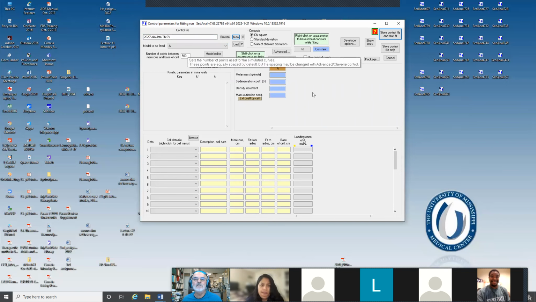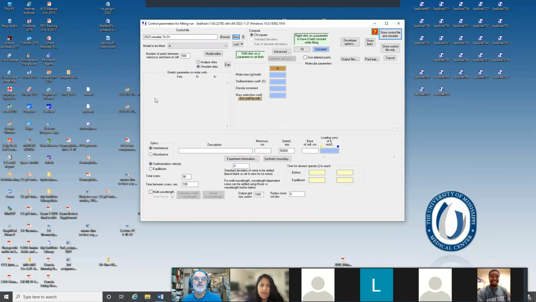Oh, something changed here. Go back to simulate. The molecular weight of tubulin is approximately 100,000. The sedimentation coefficient is 5.8. The density increment is the buoyancy term, so I'm going to call that 1 minus V bar rho. I'm going to call that 0.3. So that's a V bar rho of about, and that's probably better at 0.27.